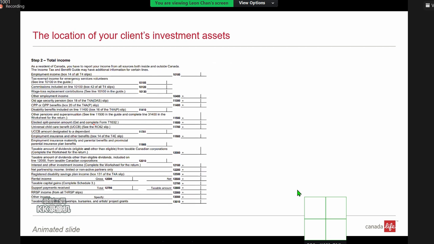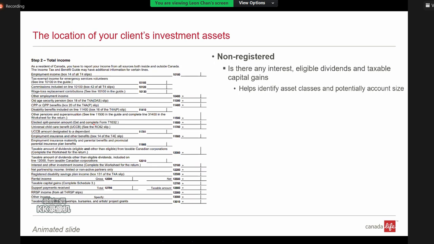So going on into our T1 and further down that list, you can see there's other things as well. Non-registered accounts: is there any taxable amount of dividends from taxable Canadian corporations being received? That really helps in identifying potentially how big their non-registered portfolio is, as well as what asset class it is. There's also interest and other investment income or taxable capital gains. That's all a good indication of how much they have in there.